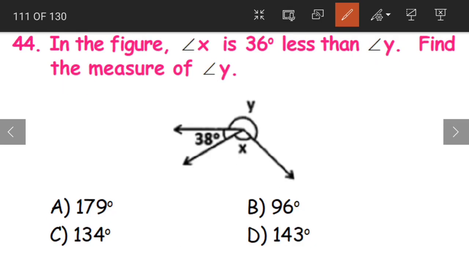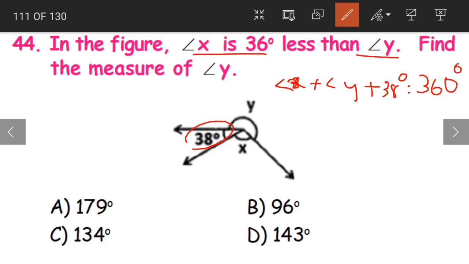Now question 44. In the figure, angle X is 36 degrees less than angle Y. Now find the measure of Y. So what are they saying? Again, when we combine all these angles together, it will be equal to 360 degrees. Angle X plus angle Y plus 38 degrees is equal to 360 degrees. Now what is the relationship between X and Y? X is 36 less than Y. Is this correct? X is equal to Y minus 36.